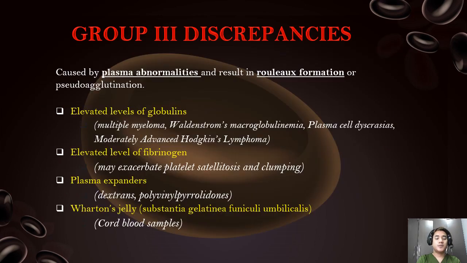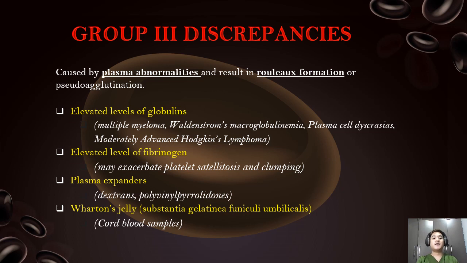Next, we have group 3 discrepancies, which are caused by plasma dyscrasias or plasma abnormalities that result in rouleau formation or pseudoagglutination that interferes with your ABO grouping, since it is an in vitro occurrence. When we say rouleau formation, these are stacks of red blood cells that exhibit a coin-like adherence pattern that mimics the appearance of an agglutination, thus the term pseudoagglutination.